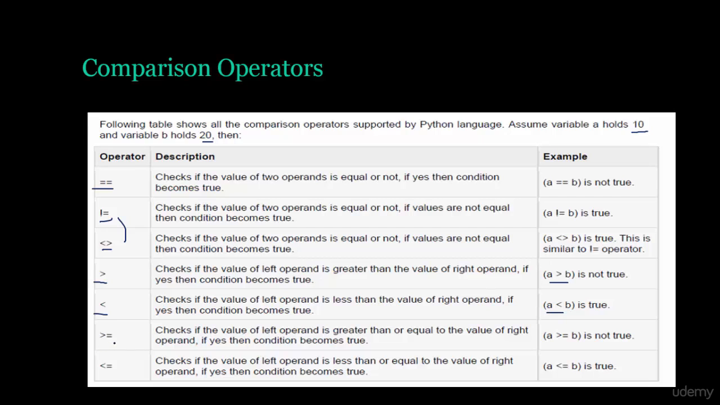This operator right here checks if the value of the left operand is greater than or equal to the value of the right operand. The only difference is the "or equal to". If yes, then the condition becomes true. If I say here A >= B, this will give us false because there is no equality between A and B. And here this operator checks if the value of the left operand is less than or equal to the value of the right operand. If yes, then the condition becomes true.